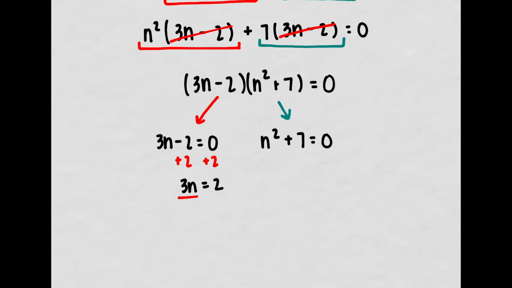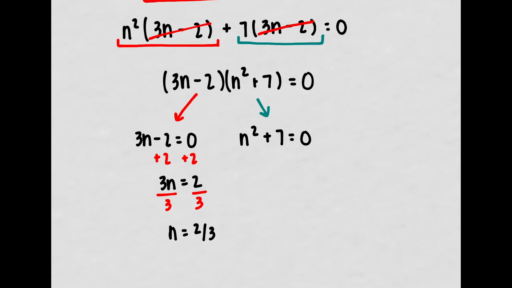And then my last step is to divide both sides by 3. So n is equal to 2/3. Now in the second one, I'm going to subtract 7 from both sides. So I get n squared is equal to negative 7. I'm going to then take the square root of both sides. So I end up with n is equal to the square root of negative 7.